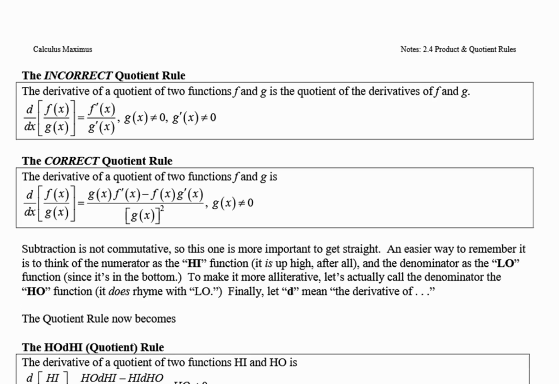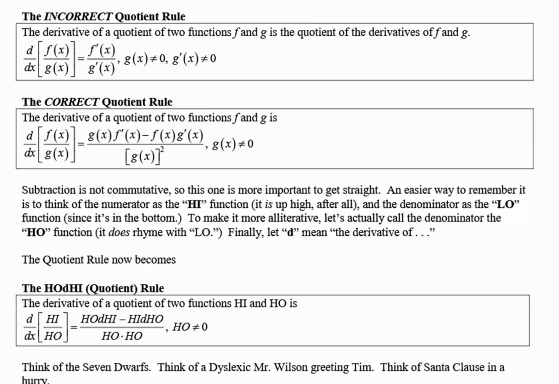Now the quotient rule. This one is fun and so easy to use if you remember a little song. This is the incorrect version. Don't do that. This is the correct version. Now you can remember it using that algebraic notation, or you can remember it by listening to me or yourself in your head singing a terrible song.